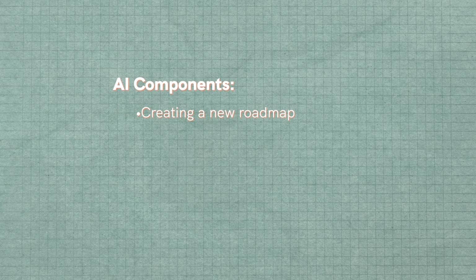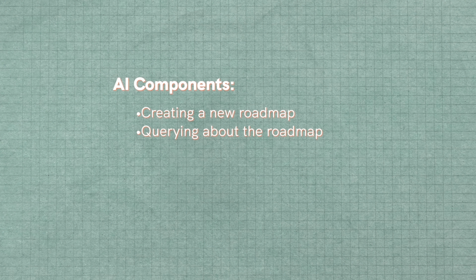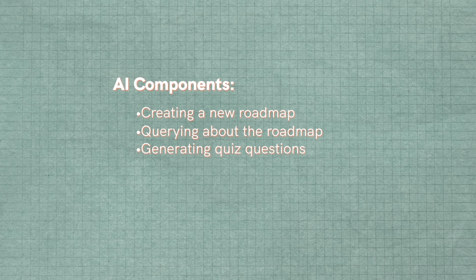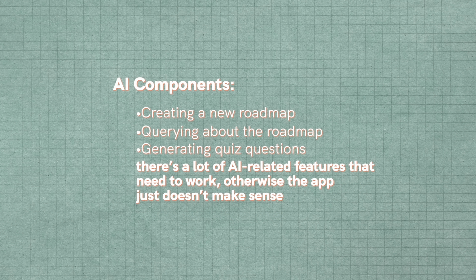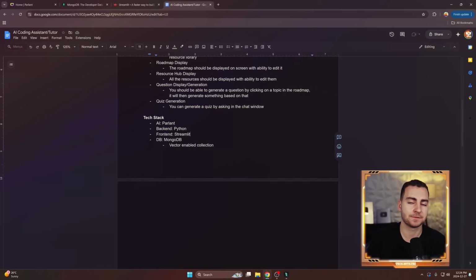In this case, it's the AI components like creating a new roadmap, querying about the roadmap, generating quiz questions. There's a lot of AI related features that need to work. Otherwise the app just doesn't make sense. So for me, that's what I'm going to start with, my data, creating the roadmaps, all of that kind of stuff, and then integrating that with AI.